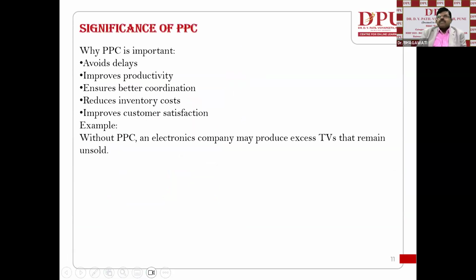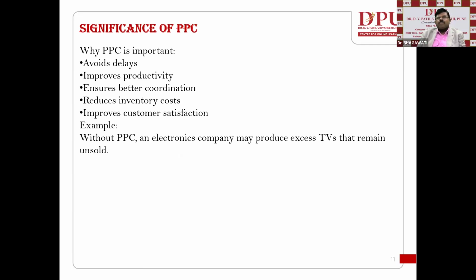So, why is PPC important? It avoids delays. If PPC is properly managed, then it can avoid delays, improve productivity, ensure better coordination, reduce inventory cost, and improve customer satisfaction.